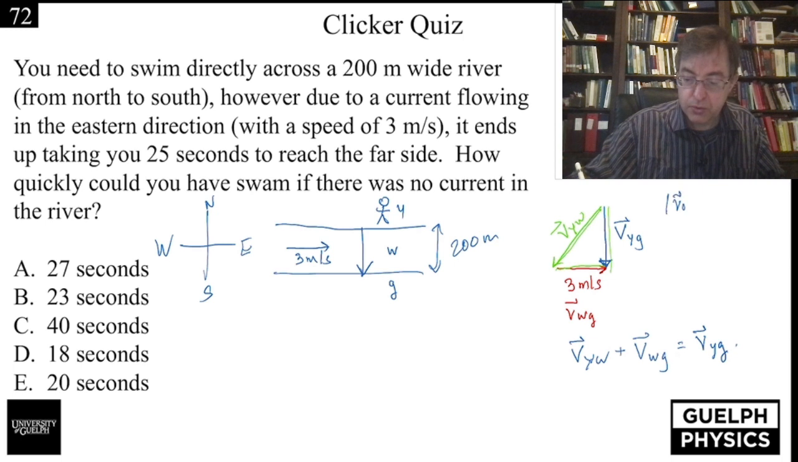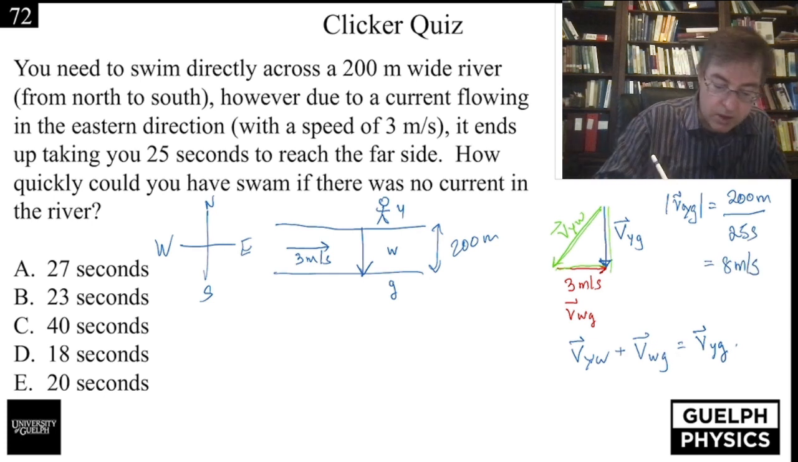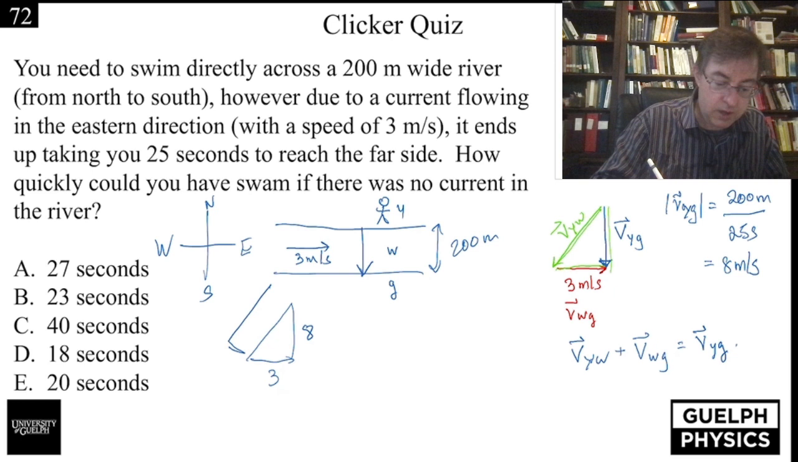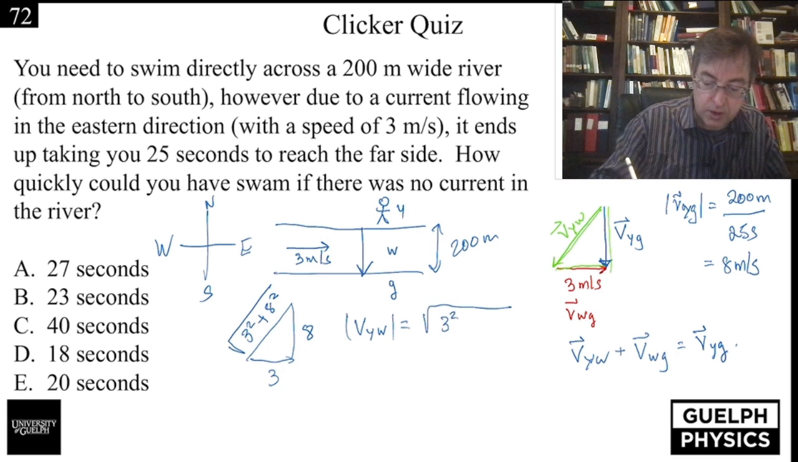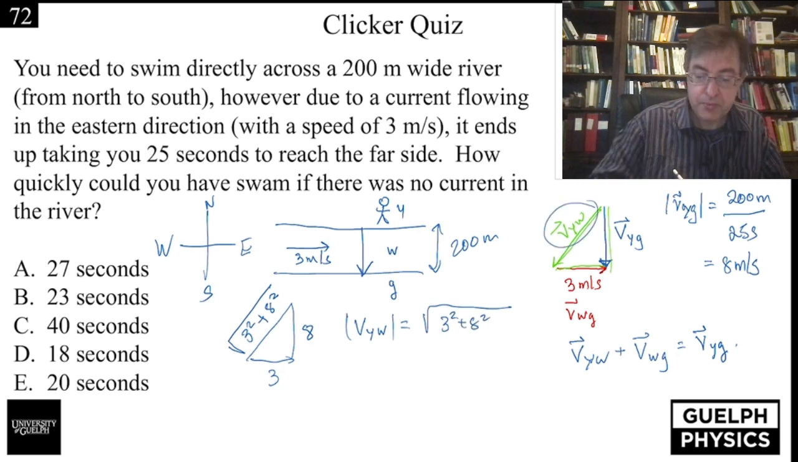Now the magnitude of the velocity of u with respect to the ground is what is observed: you're traveling 200 meters across the stream and it's taking you 25 seconds. So that's a velocity of 8 meters per second. Now you have a triangle with one side 3, one side 8, and this side is the hypotenuse. The velocity of u in the water has magnitude the square root of 3 squared plus 8 squared.